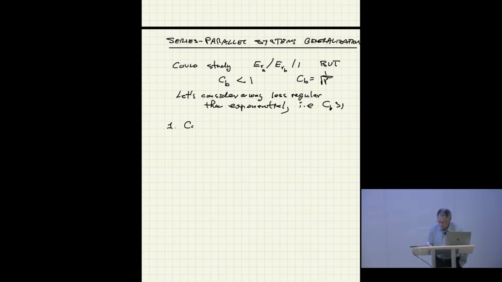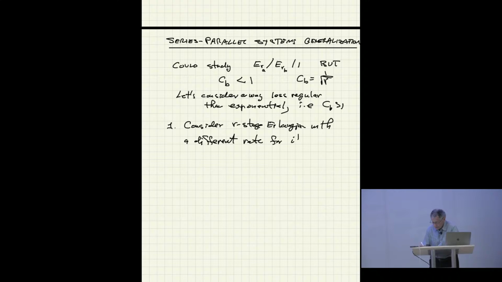Case 1. Consider an R-stage Erlang. I'm not yet talking about a queuing system. I was just talking about densities. An Erlang is a density. I could consider an R-stage Erlang with a different value, I'll call it a different rate for each stage, say for the ith stage, i equals 1, 2, up to r.